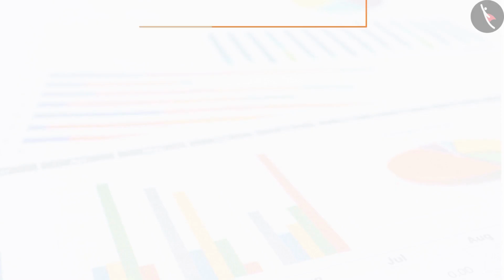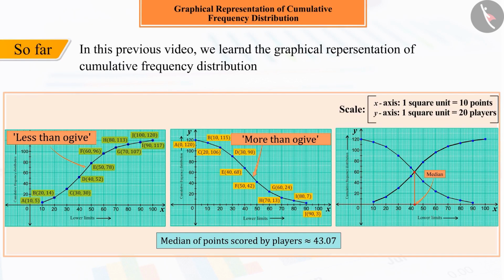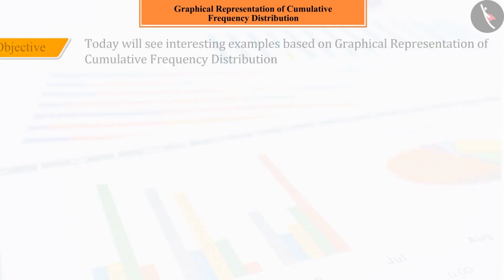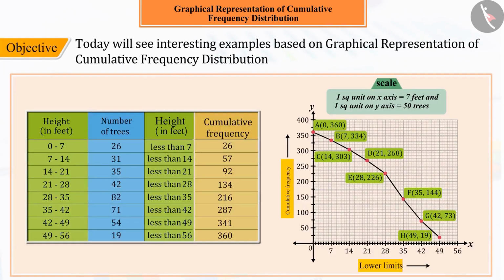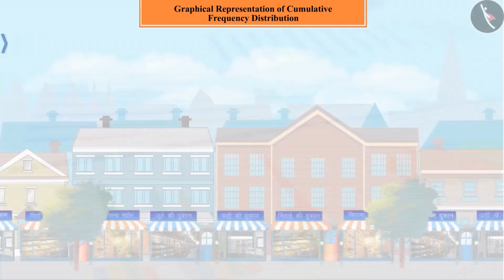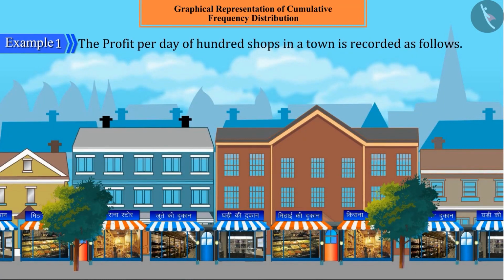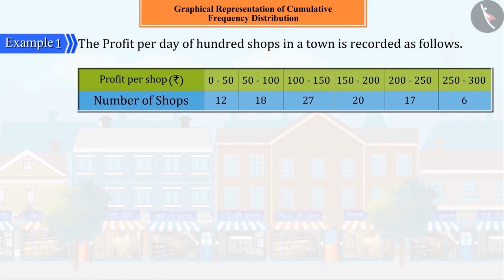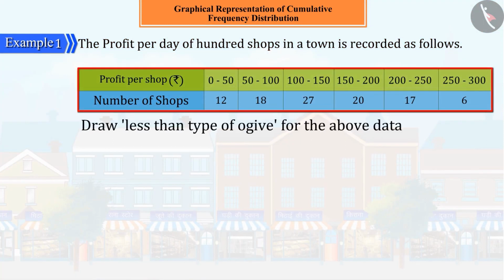Welcome to this video. In the previous video, we learned the graphical representation of cumulative frequency distribution. In this video today, we will see interesting examples based on it. The per-day profit of 100 shops in a town is recorded as follows. So can you draw less than type of OGIV for the above data?